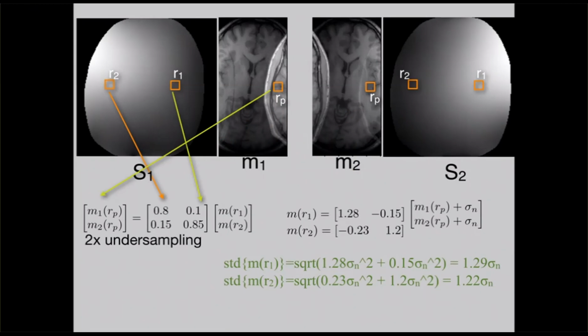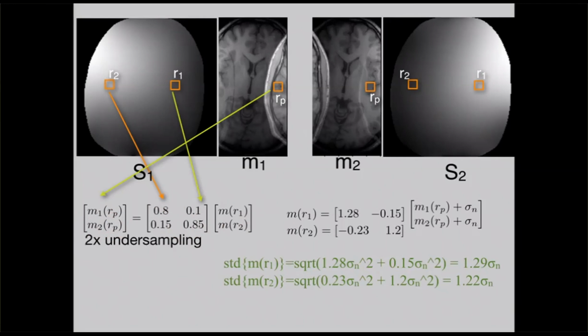So let's look at the hypothetical situation where I'll just pick numbers here. Although the numbers should have been complex valued, but I just picked some values, right? So here's a situation where the coil sensitivity at R2 is 0.8 and at R1 is 0.1. For the second coil, it's 0.15 at this position and 0.85 at this position. Okay. So the equations that I have when I do twofold undersampling is M at R1 and M at R2 multiplied by this matrix equals to that. Okay.